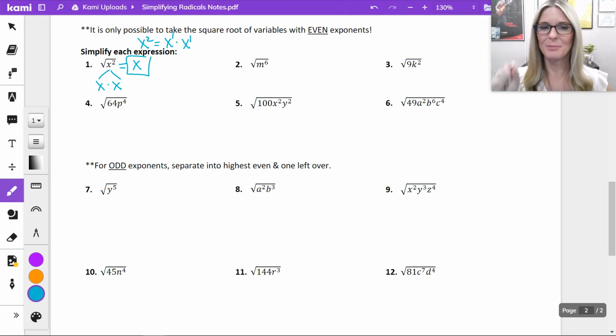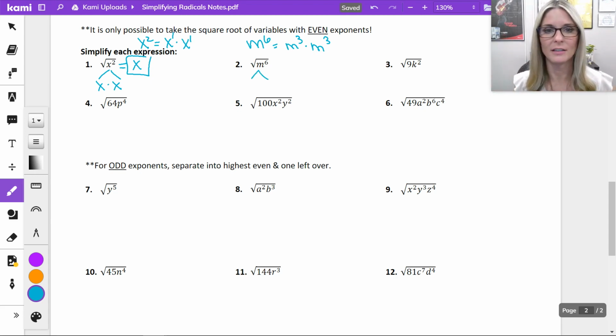Let's take it to number two, the square root of m to the sixth. So what times what would have made an m to the sixth? And it has to be the same thing, correct? So m to the sixth could have been m to the third times m to the third, because recall with exponents we add. 3 plus 3 made 6. And so I'll show that here. We had m to the third times m to the third made m to the sixth. So therefore the square root of m to the sixth is m to the third.